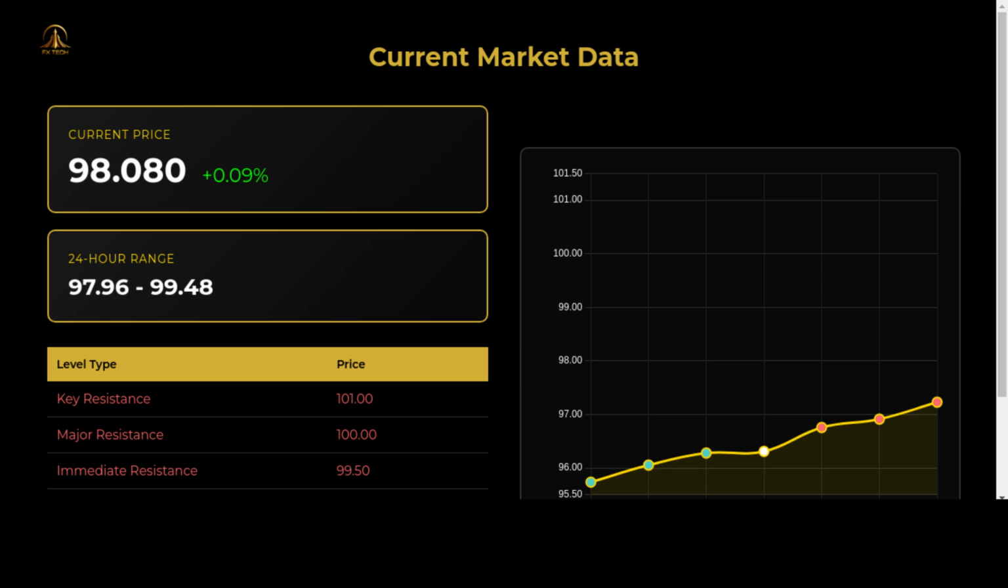Looking at the technical levels, we have key resistance at 101.00, with major resistance at the psychologically important 100.00 level. Immediate resistance sits at 99.50. On the downside, immediate support is found at 97.96, followed by major support in the 97.50 to 97.00 zone. Deeper support lies between 96.50 and 96.00, which corresponds to the January low area. These levels will be crucial in determining the pair's near-term direction.